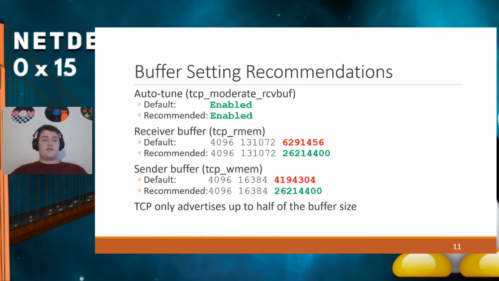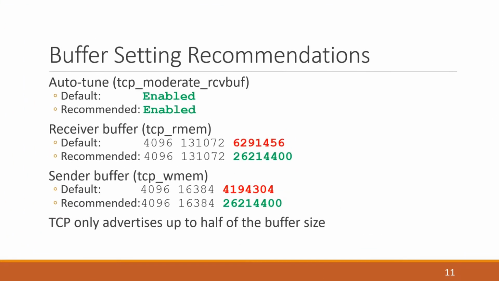Looking at tuning those actual buffer values, we recommend increasing the maximum value that the buffer can be to about 25 megabytes. And we chose that number because, again, TCP only advertises half of that. And so that would allow for links with up to a 12.5 megabyte BDP to make full utilization of the link.